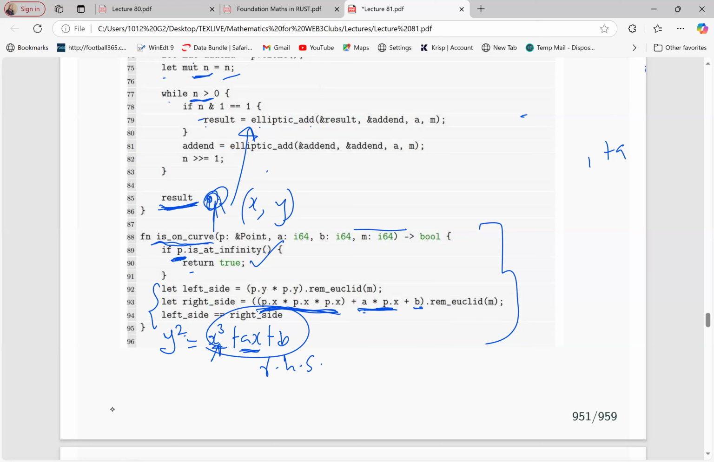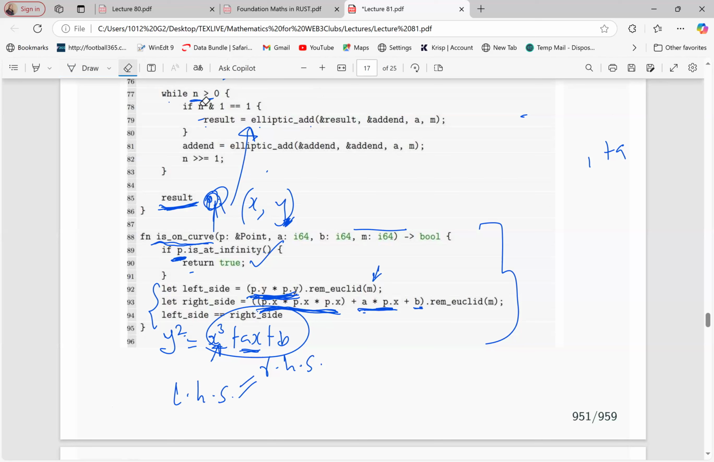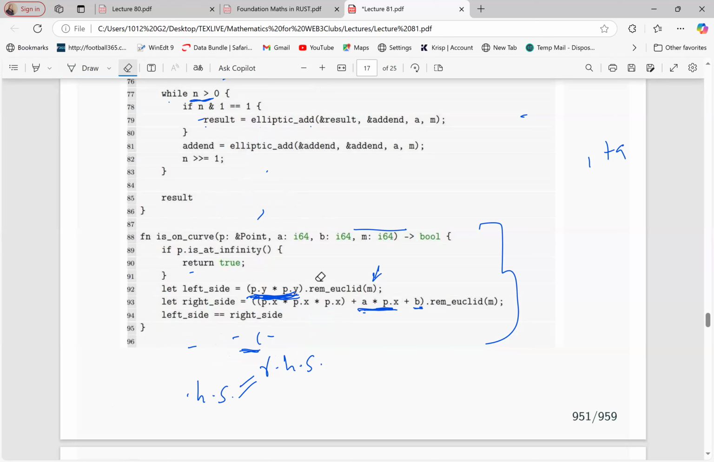Then what about the left-hand side? Take the y value that you got, then square it. If it's bigger than mod, just reduce it. Square it and call it the left-hand side. If these two are equal, the point is on the curve. If they're not, then there must be a panic that this point is not on this curve. So that's what is happening at this point.